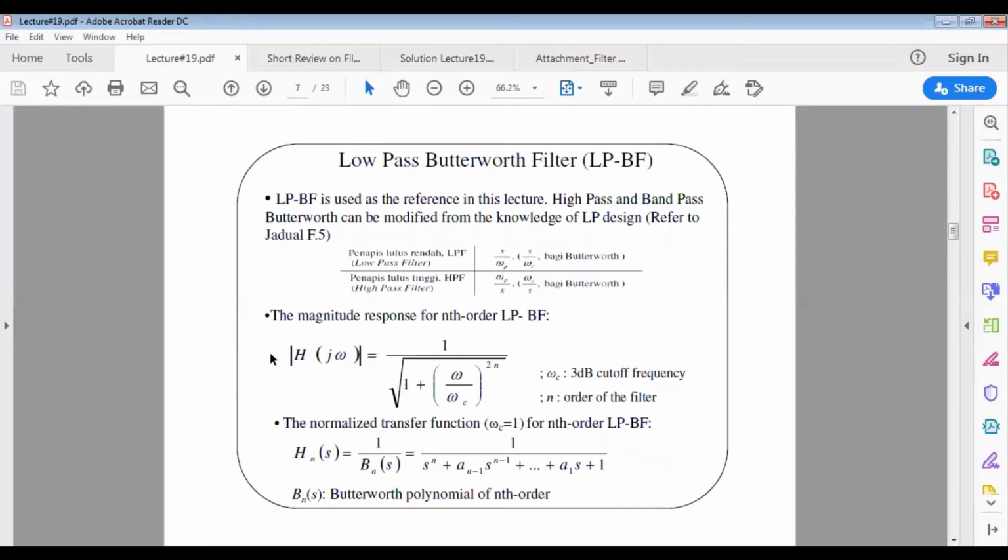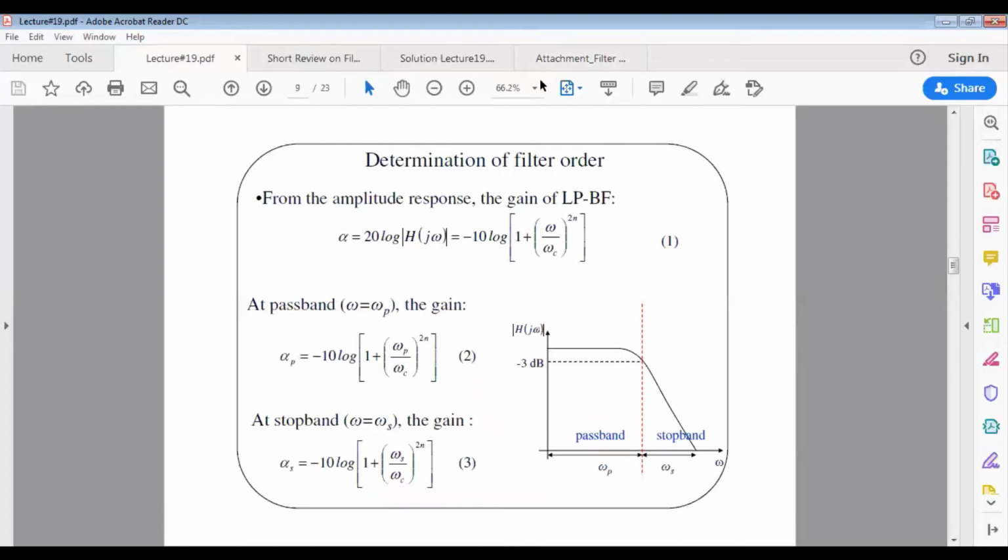By using logarithmic terms for both sides, 20 log of |H(j omega)| will be 20 log of 1 over the square root of this. This leads us to these equations of alpha. We have equation number 1 in terms of dB. The gain here is representing this straight line, the gain in dB. So we can have two different portions: a portion for the pass band and a portion for the stop band.